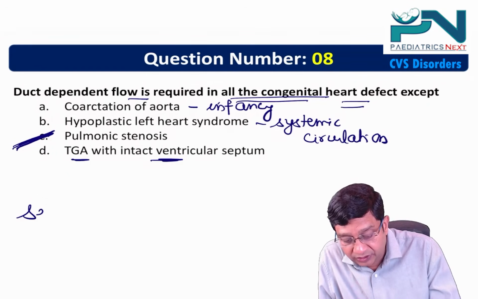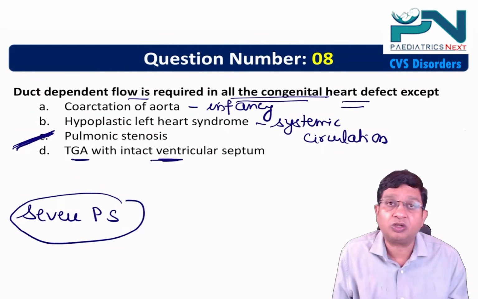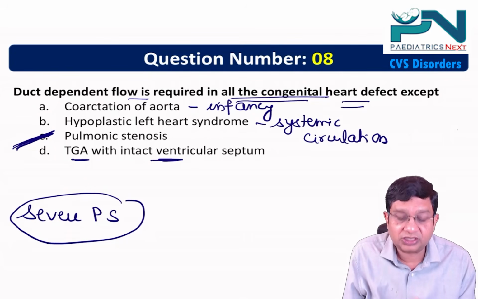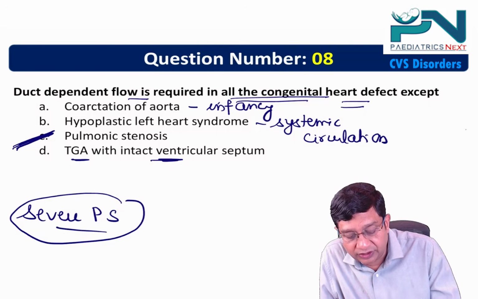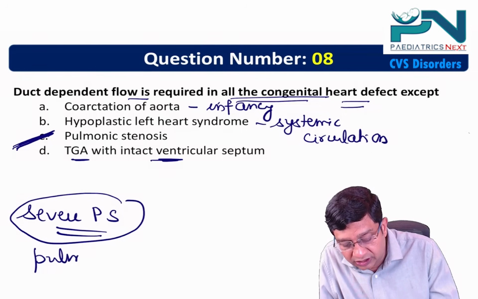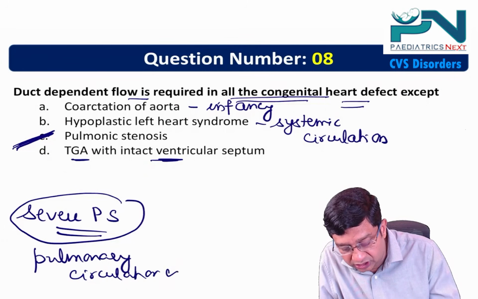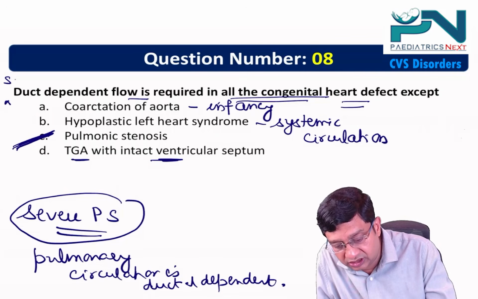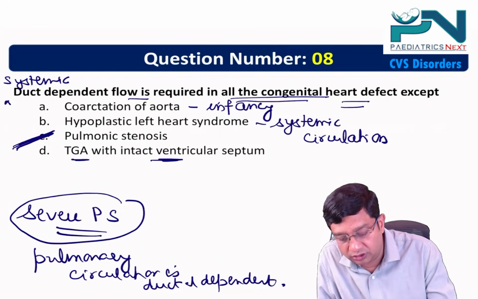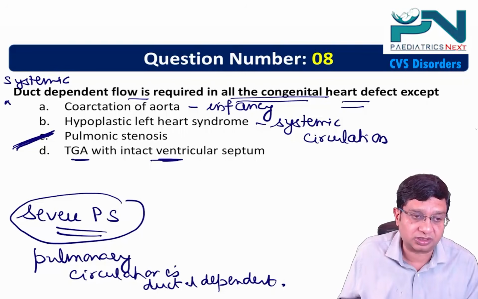But remember, if it is a severe pulmonic stenosis, in that condition also, pulmonary circulation is ductal dependent. Pulmonary circulation is ductal dependent, right? So we add here that ductal dependent blood flow is required in all of the conditions except pulmonic stenosis.